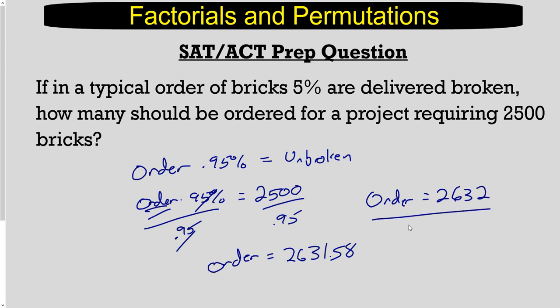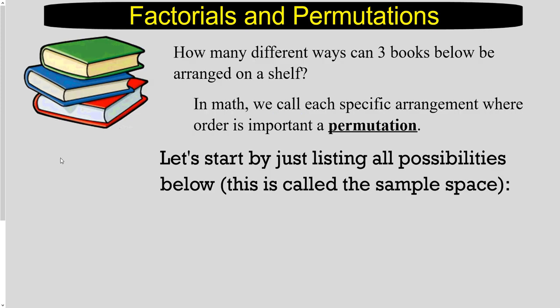Now, if you were actually doing this, you're probably going to assume that it's not going to be exactly 5%. You'd probably order 2650 or something. But if we're assuming that it's exactly 5%, 2632 should be enough. Okay. How many different ways can 3 books be arranged on a shelf?